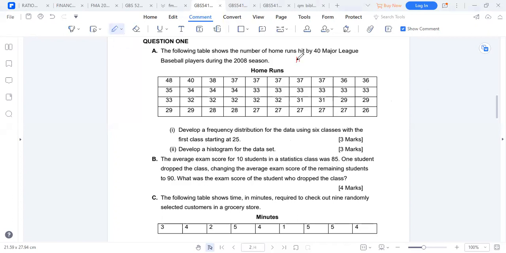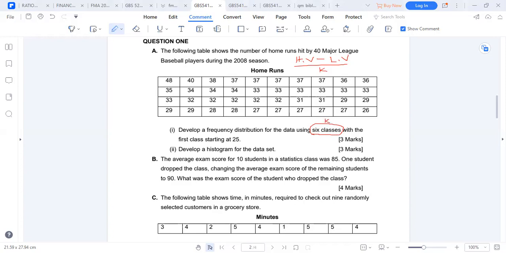High value minus low value. You find the range, in short. Then you divide it by the number of what? Classes, denoted by the letter K, that you've been given. So you've been told to have how many classes? Six classes. So that's our K.